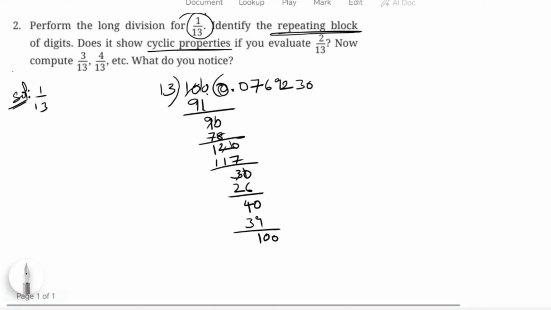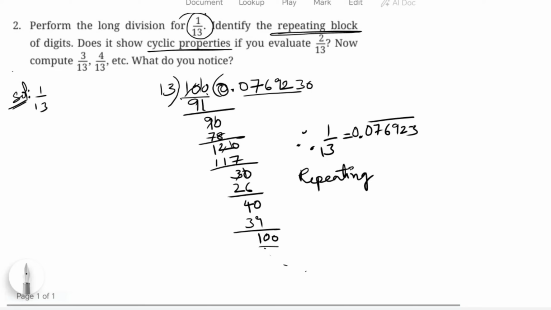Like this it became 100. So we started from 100 and we got 100 again, and it will go on. So the repeating block is this one. Okay, so we got 1 by 13 is equal to 0.076923, and the repeating block of digits is 076923. This is the repeating block.